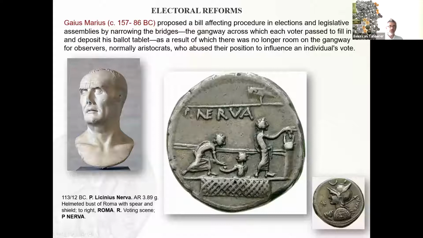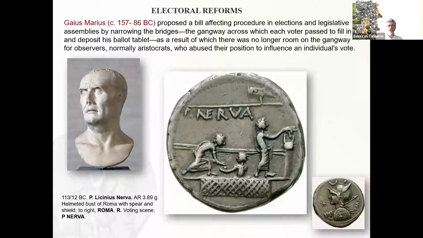This is a coin issued by the Monarch Licinius Nerva around 313, 312 BC. On the obverse is the bust of Roma, and on the reverse is the voting scene. This is really one of the most interesting coins struck during the Roman Republic.